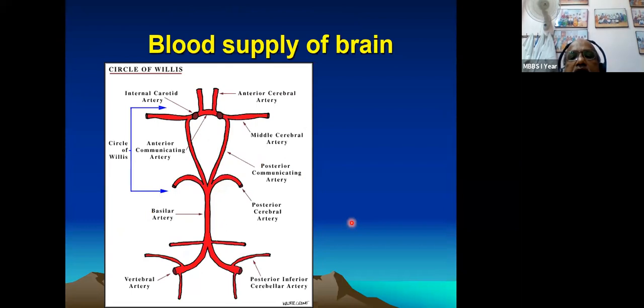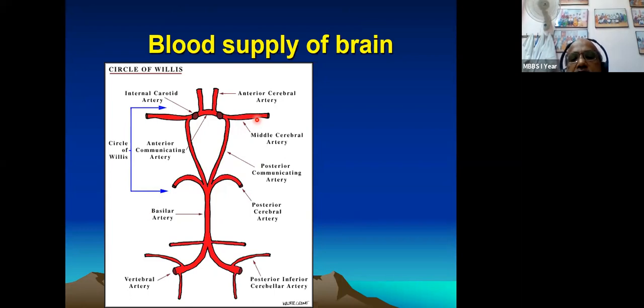Now the blood supply of the brain mainly comes from two sources. Already you studied about the vertebral artery, so that is called the vertebral system. Next is your carotid system. Basically, the vertebral system and the carotid system.